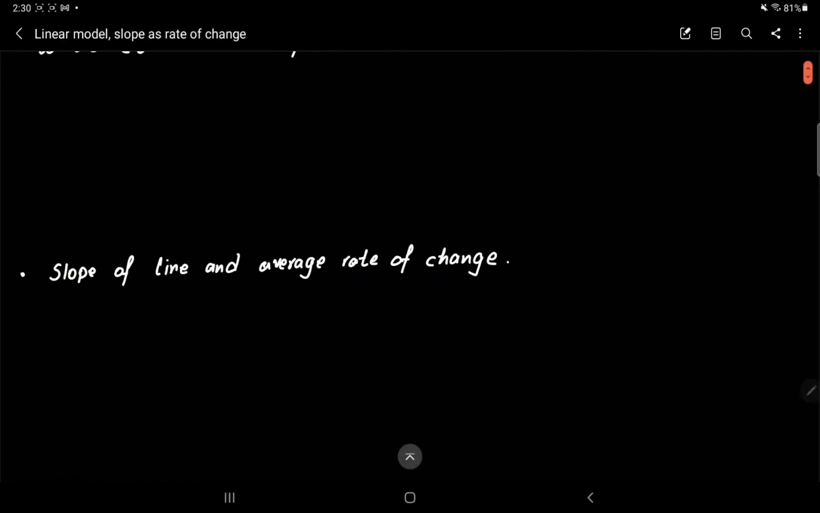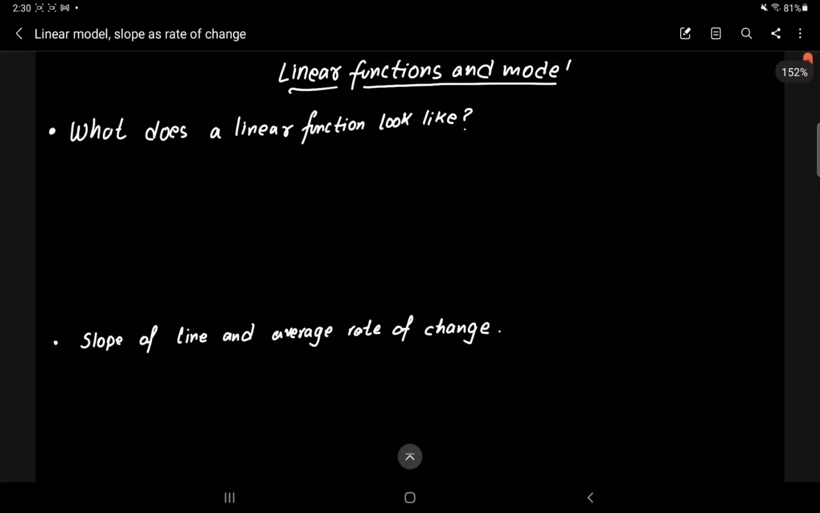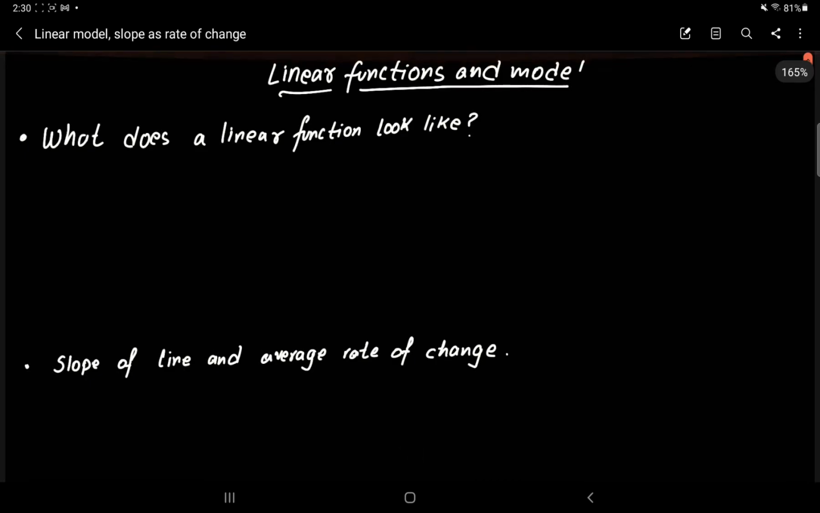Hi everyone, in this video we are going to continue with our journey into functions and specifically look at linear functions and see what kind of situations can be modeled using a linear function. The ultimate goal with these functions is to be able to model things in our real life so that we can better understand them just through algebra, and the simplest such model is a linear model.